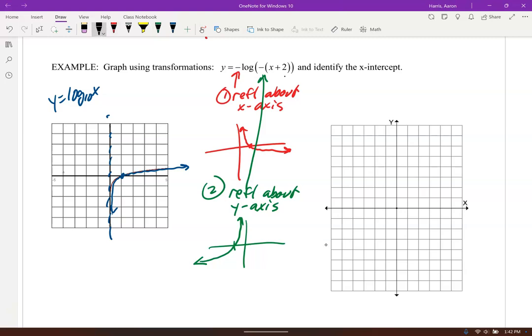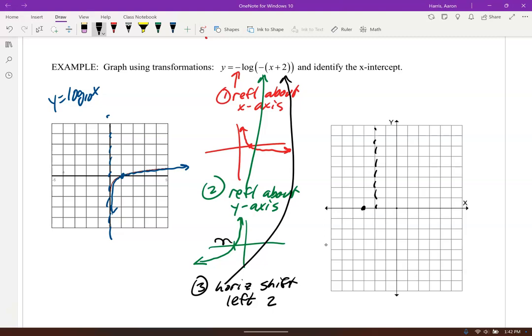And then lastly, that plus 2 in there is a horizontal shift left 2. So the whole thing goes left 2. All right, so from -1, 0 to the left 2. From x being 0 to x being -2 would be the vertical asymptote, and then everything else looks the same. And there's our function. And our x-intercept right there is at -3, 0.